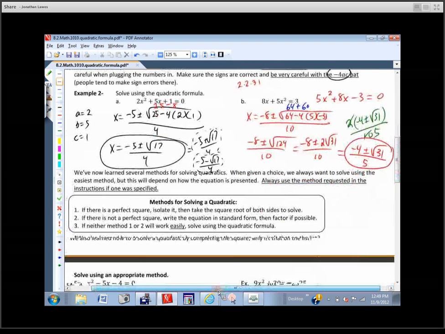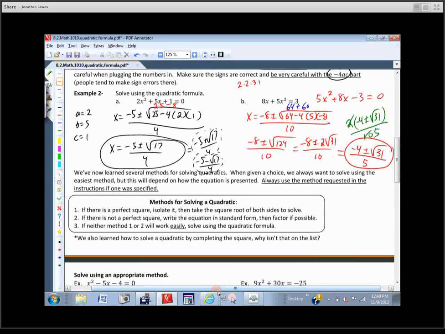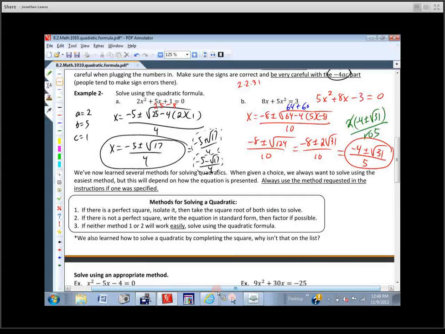Okay, so let's talk about the techniques that we have for solving a quadratic, for finding the solutions to a quadratic. If there is a perfect square, all you have to do is isolate it and then take the square root. So we can use the square root property to solve it. If there's not a perfect square, we can write the equation in standard form and factor it if you can. So even on these problems right here, if we could factor it, that might be easier than using the quadratic formula, okay? If neither of those methods work, then use the quadratic formula.